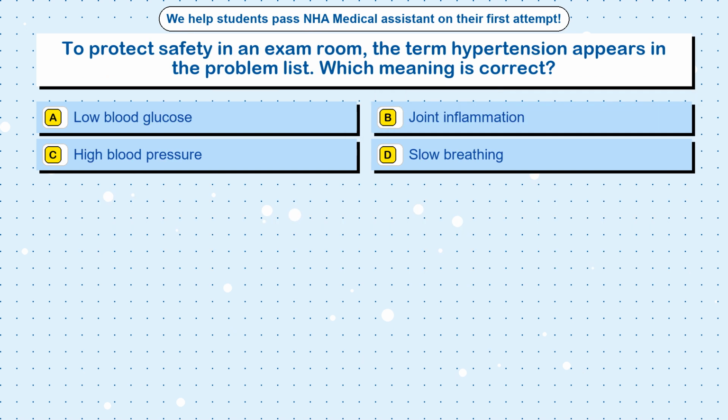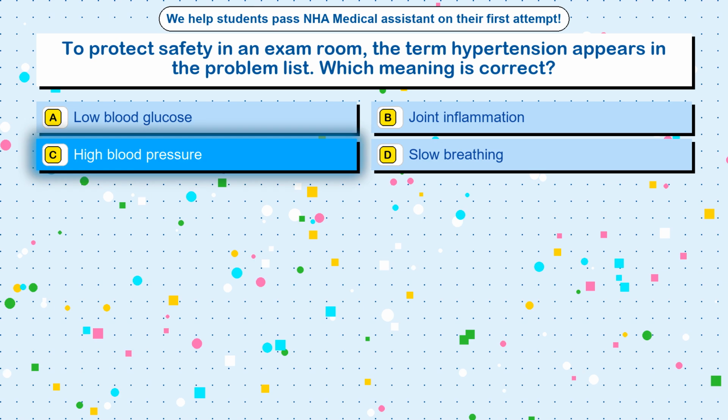Question 56. To protect safety in an exam room, the term hypertension appears in the problem list. Which meaning is correct? Option A, low blood glucose. Option B, joint inflammation. Option C, high blood pressure. Option D, slow breathing. The correct answer is option C, high blood pressure.